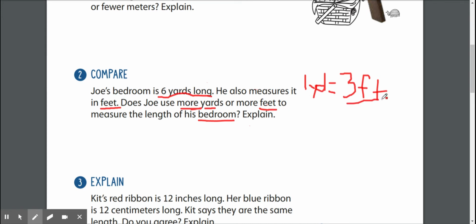So let's think. If we're measuring a bedroom, are we going to be using more feet or more yards? Well, a yard is greater and feet are smaller. So remember, the smaller something is, the more we need. A yard is much longer. Do you remember we had that yardstick and we had 3 rulers under there? So would you need more yardsticks, those really big, or would you need more rulers? Because 1 ruler is a foot. So would you need more yardsticks or more rulers?